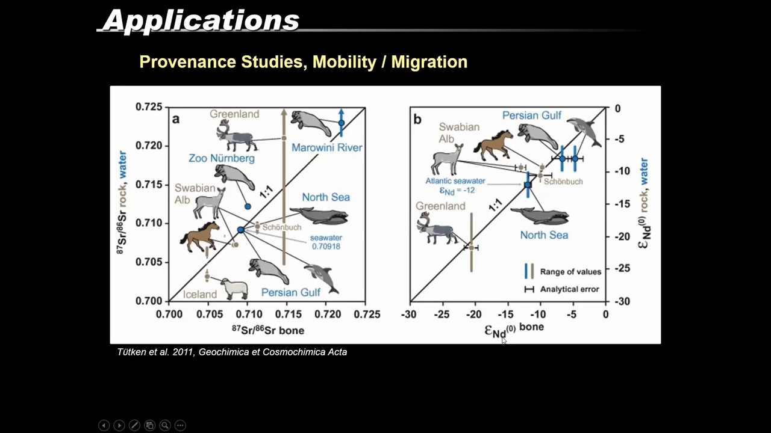And here is the epsilon neodymium of bone versus the epsilon neodymium of rocks and water. And as you can see, here is your 1:1 line, and most of these samples are plotted close to 1:1. Now, the cool part is when you plot your epsilon neodymium versus strontium, this is what you get.